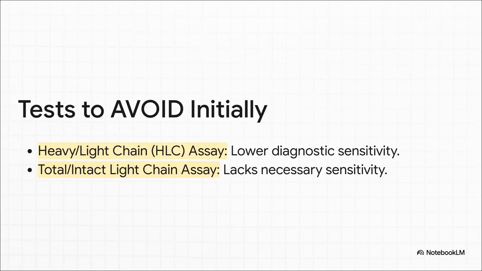Now, the guidelines are just as clear about what not to do. They strongly recommend against using the heavy/light chain or total light chain assays for your first screen. The evidence just shows they aren't sensitive enough, and you seriously risk missing a diagnosis. So just keep it simple. Stick with SPEP and the serum free light chain assay.